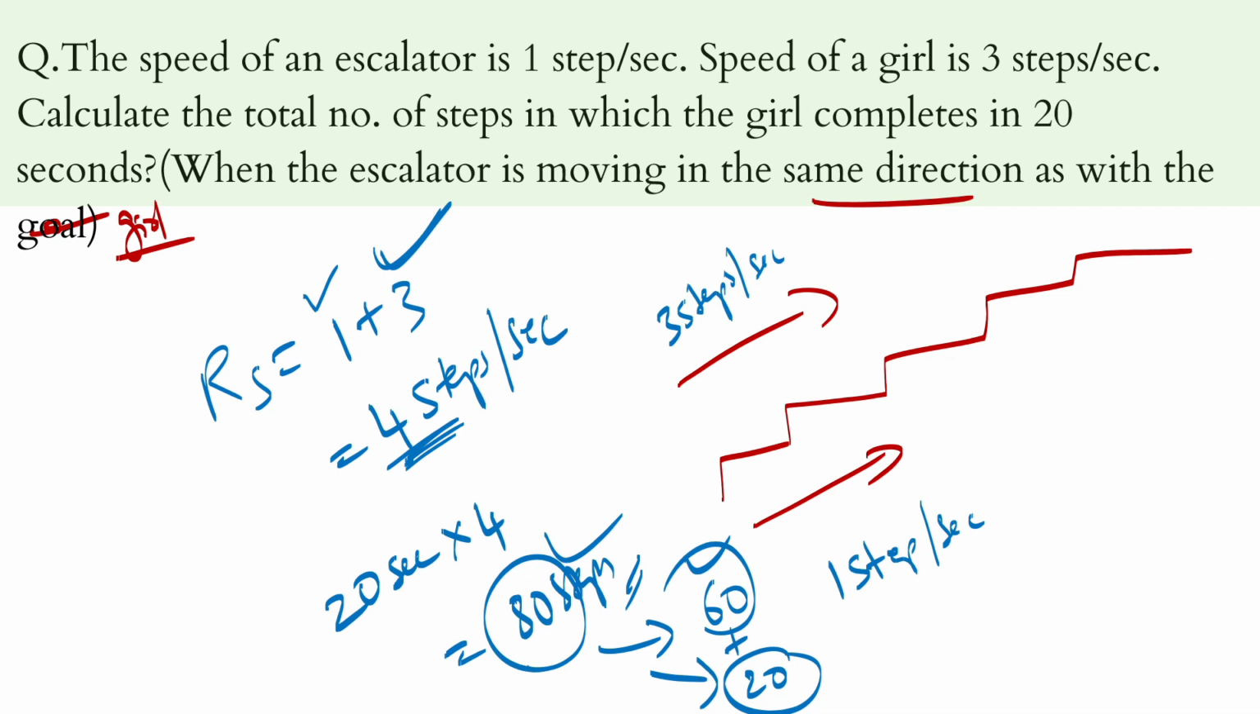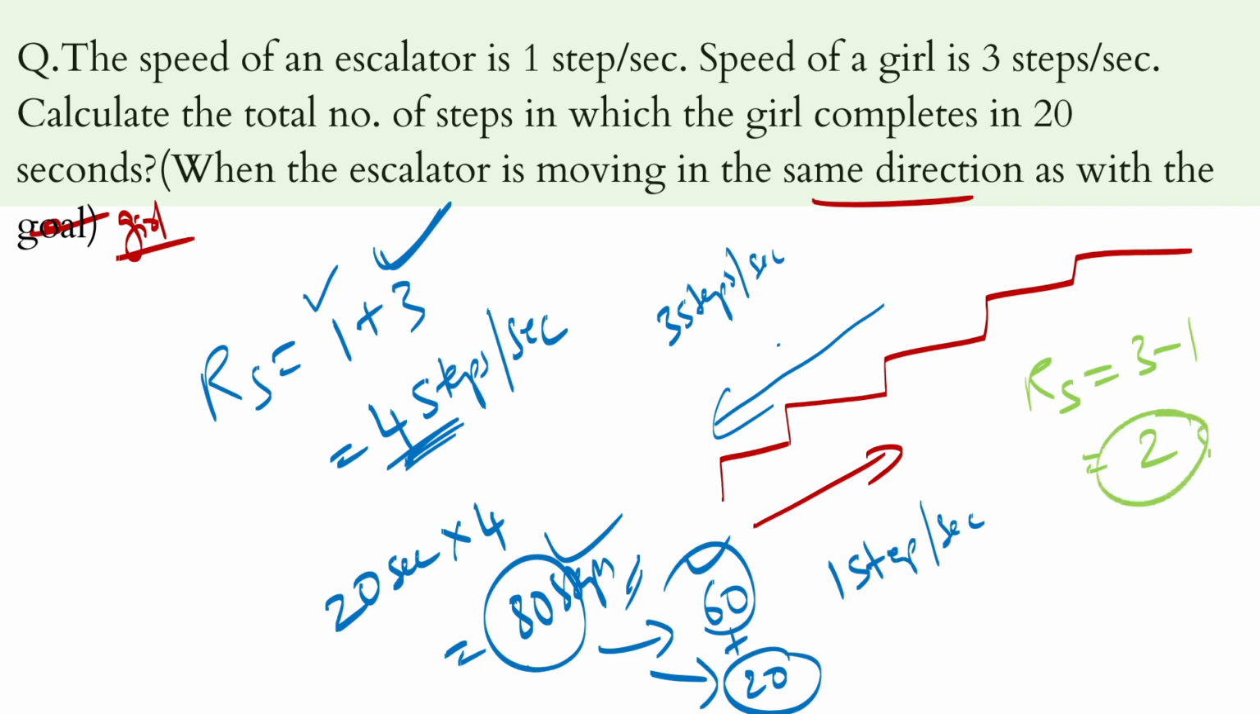Now for instance, what if the escalator's direction is opposite to the girl's direction, or vice versa? Let's see. This is the escalator's direction, 1 step ahead. Now the girl is not moving like this. The girl is moving in this way. Now if the girl is moving in this direction, the relative velocity is 3 minus 1, because we must subtract as they are moving in opposite directions. That is equal to 2 steps per second, right?